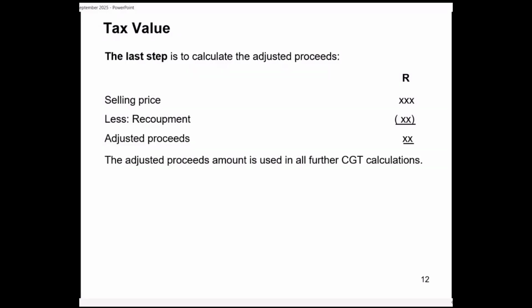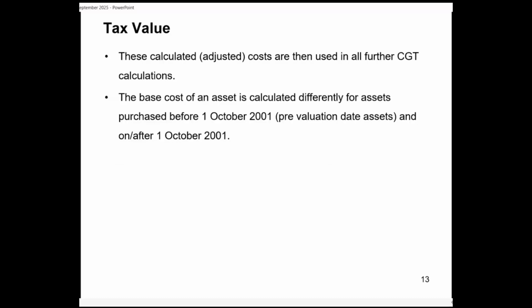The last step is to calculate the adjusted proceeds. You take the selling price less the recoupment, then you get to the adjusted proceeds. The adjusted proceeds amount will be used in all further CGT calculations. So we will do an example on that. This calculated adjusted proceeds is then used in further CGT calculations.